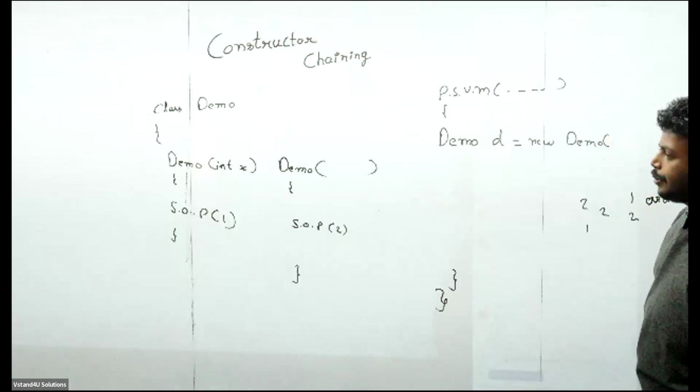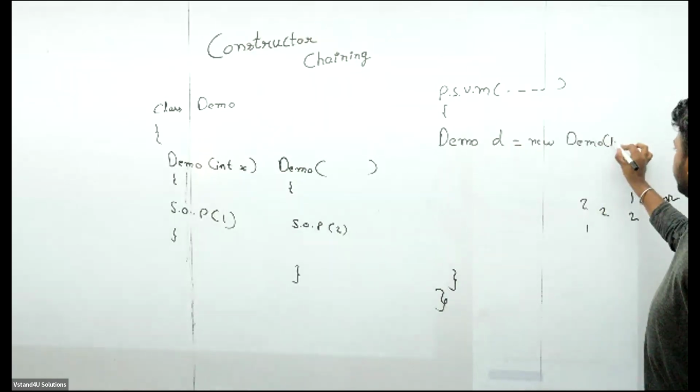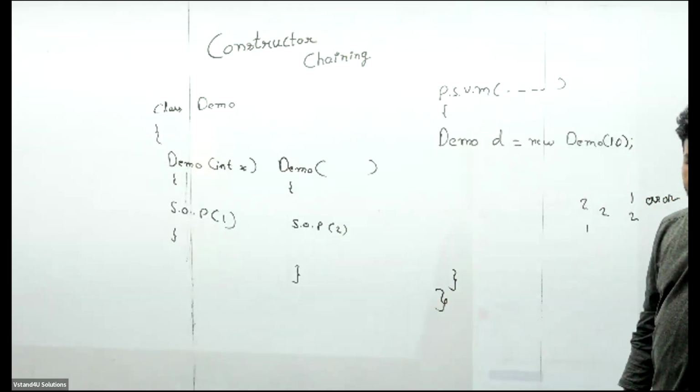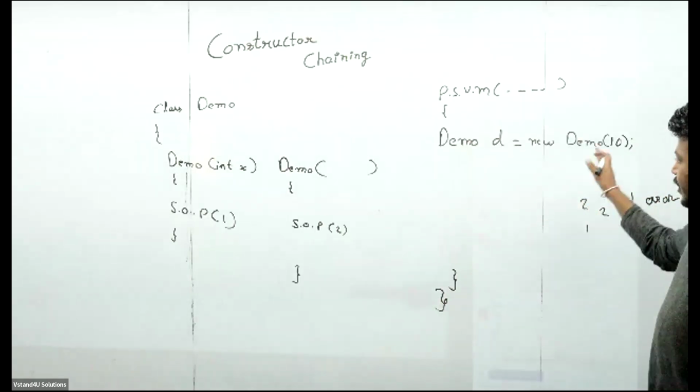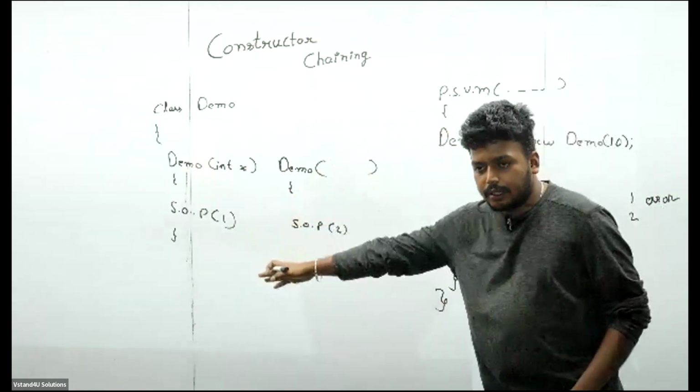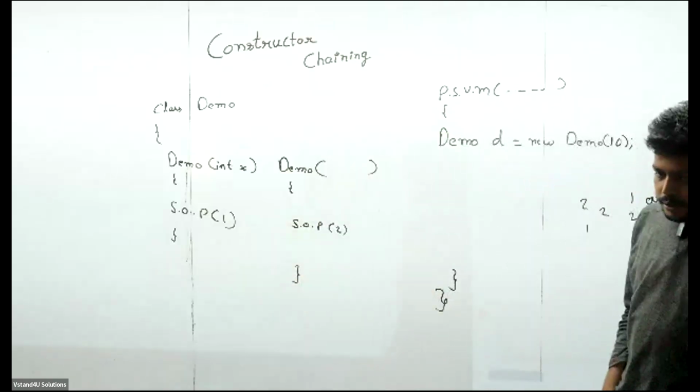This is scenario 2. Now what will be the output? I am passing some parameter. The control goes here and I will get the output as 1.